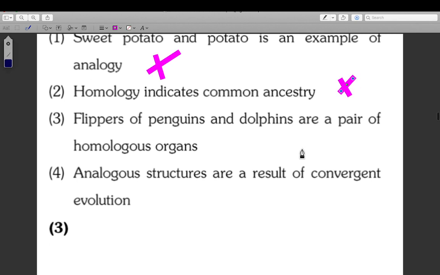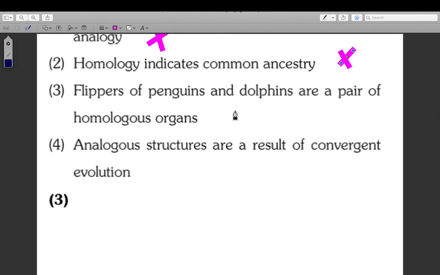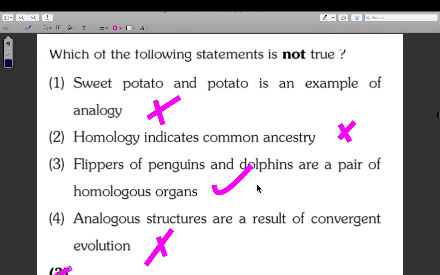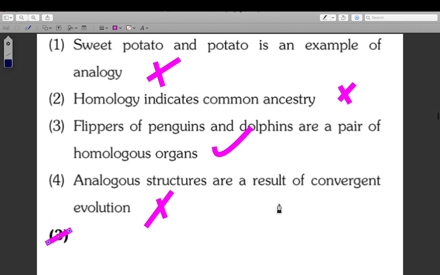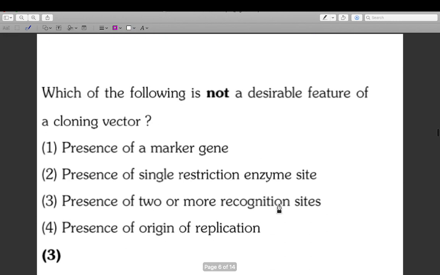Flippers of penguins and dolphins are a pair of homologous organs. This is a wrong statement, which means that this should be the answer. And this one again is a correct statement, so this is not the answer. So option 3 is the answer. Of course, there is not much to explain here. These are all theoretical questions. The better you have read NCERT, remembered it and understood it, the better your answer will be.